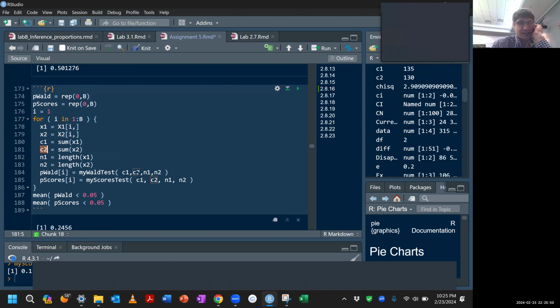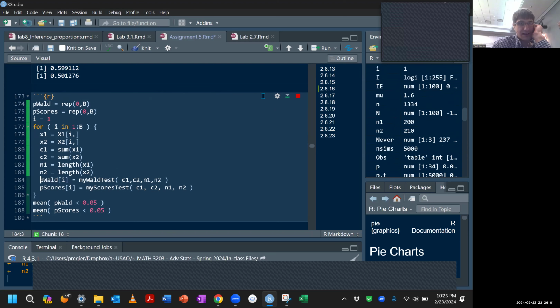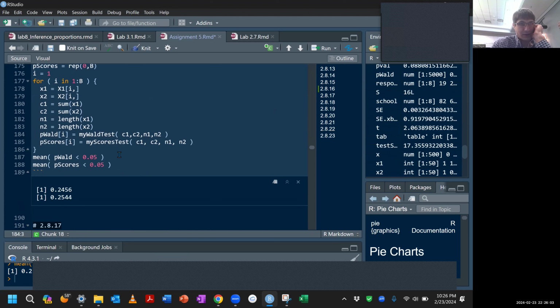The proportion of these should be close to 0.5. My Wald test just takes the counts, so I don't need the proportions. I'm putting in the counts, and it's going to find my p-value for both of those. After I run this, it's going to give me the power for each test. And indeed, the power for, oh, that's not what I expected. The power for the Wald test is a little lower. Interesting. I don't know why that would be.